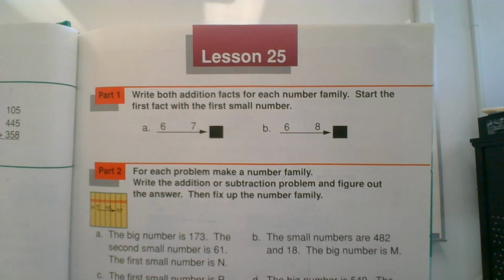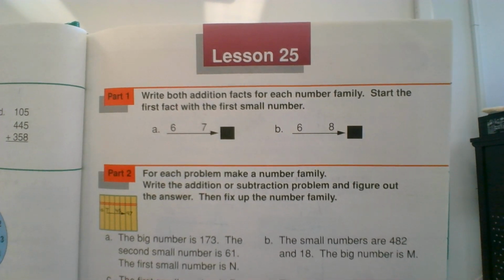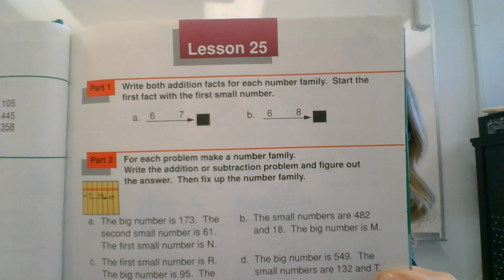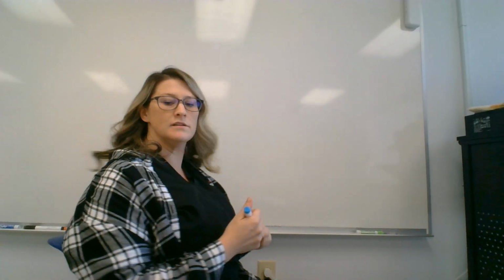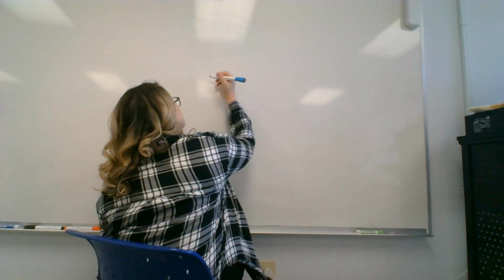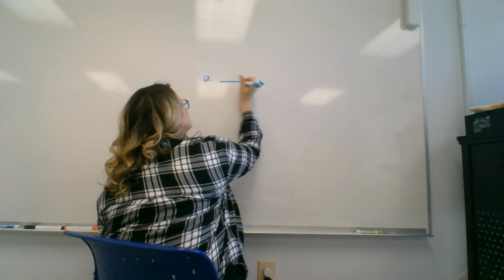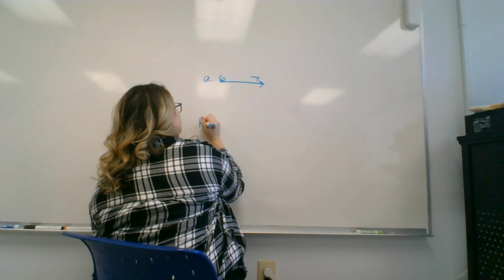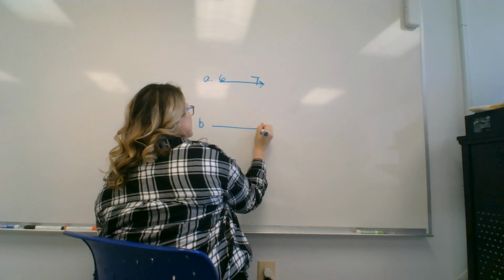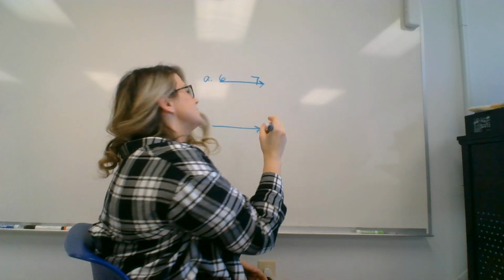All right, so we are going to go ahead and get started in our workbook, on our workbook page. We're in part 1, okay? And they want you to write a number family for each of these, for A and B. So we are going to write the addition facts for the number families. Let's see. Our first fact was 6, 7, and B was 6 and 8.